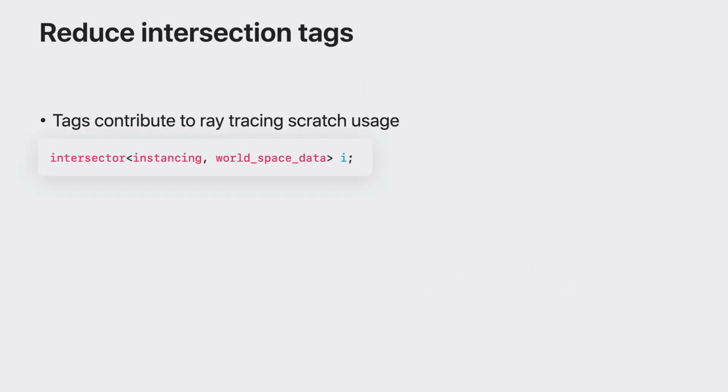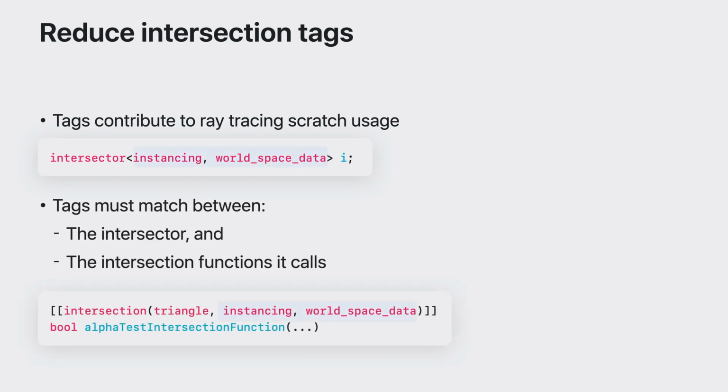Another contributor to ray tracing scratch usage is the intersection tags on the intersector. These tags are the additional state for the traversal to track. The world space data tag in this declaration means that the object to world and world to object matrices have to be stored for each ray. This adds to the ray tracing scratch usage and will impact occupancy during the intersect call. The other important thing to note with tags is that they need to match between the intersector and the intersection functions that it calls.